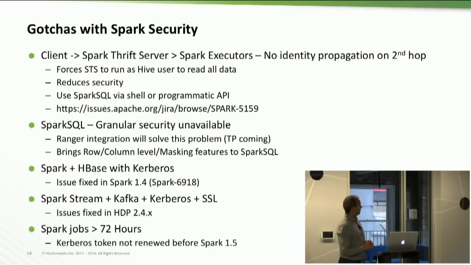For Spark on HBase, there were issues with the Kerberos token that were fixed with Spark 1.4. For Spark streaming and Kafka with Kerberos and SSL, there were a bunch of issues. We have fixed them with HDP 2.4, so if you're on 2.4 or higher, Spark streaming with Kafka and Kerberos should work. And Kerberos tokens not being renewed for Spark jobs running over 72 hours was another issue that was fixed.